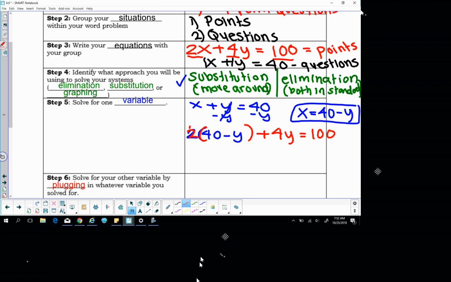And so now I just distribute. So 2 times 40 is 80. 2 times -y is -2y, plus 4y equals 100. Are there any terms that I could combine? Which ones? Good, -2 and 4. And -2 plus 4 is just 2y.